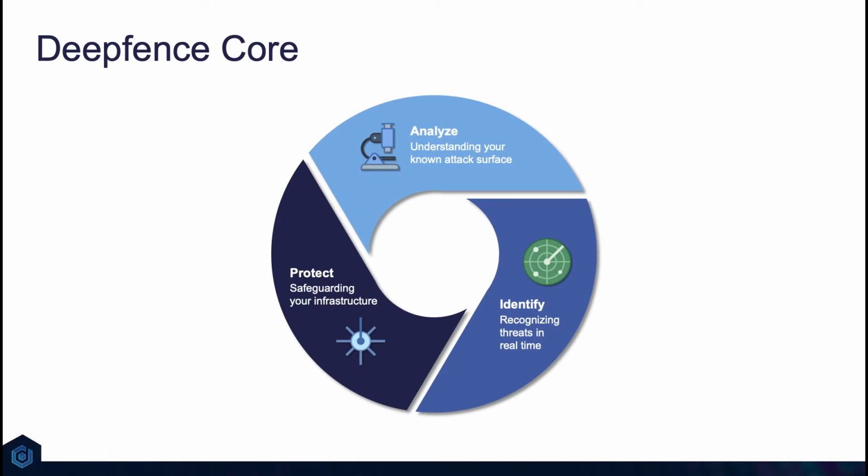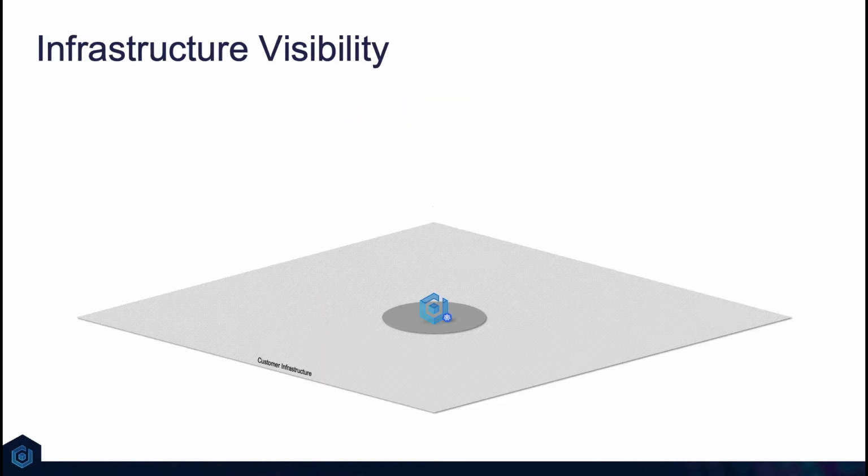Let's take a deeper look into the analyze part of AIP, or understanding your known attack surface. This can be broken down into two distinct parts. The first part is being able to see across your complete infrastructure, making sure there are no gaps in visibility where exploits can lurk and take advantage of little to no coverage.